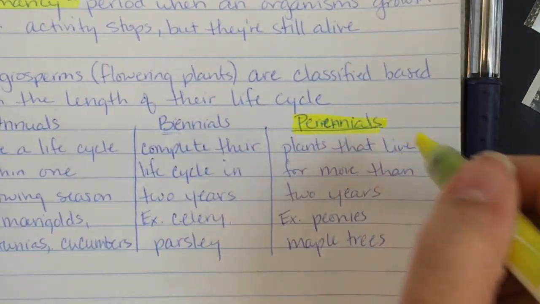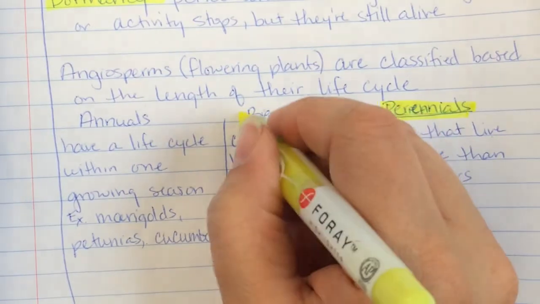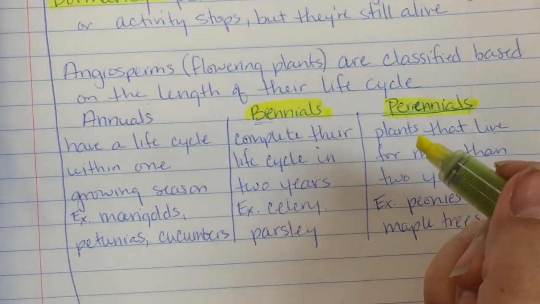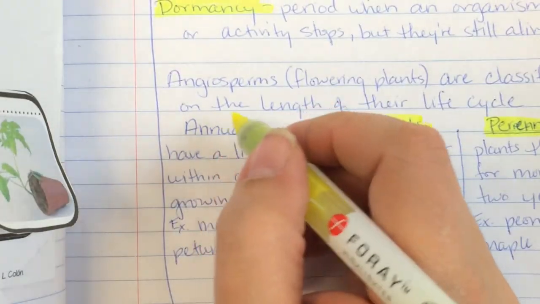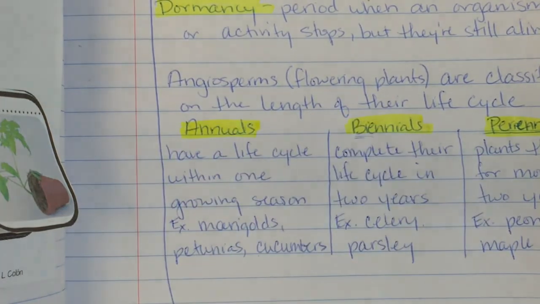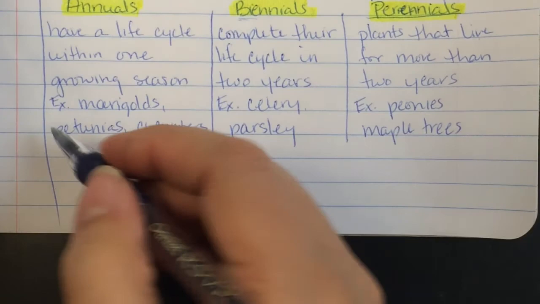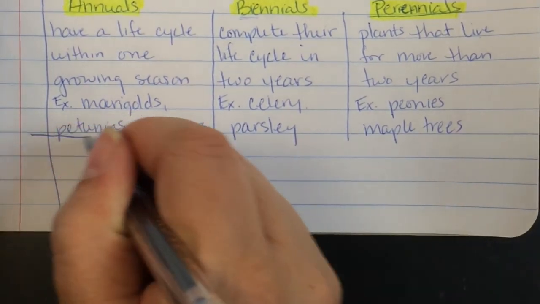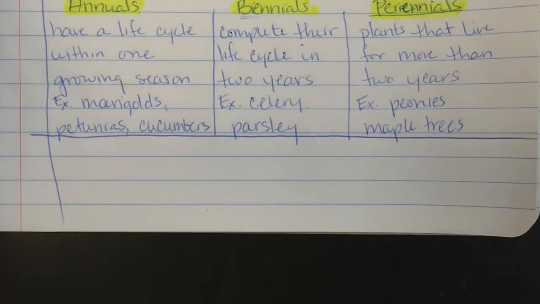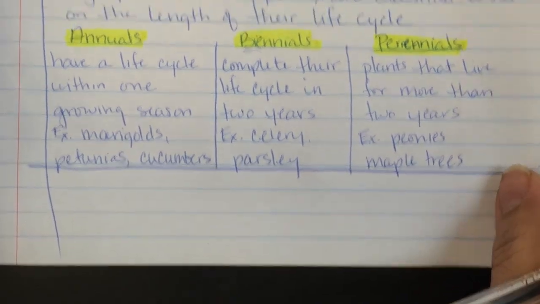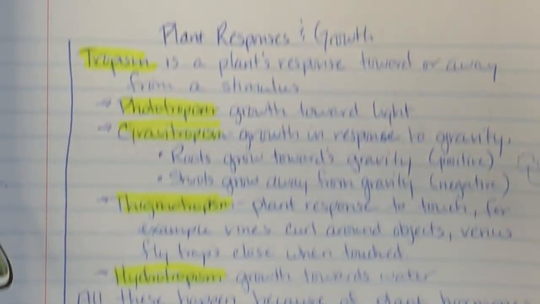Perennials, P-E-R-E-N-N-I-A-L-S. Biennials, B-I-E-N-N-I-A-L-S. And then your annuals, A-N-N-U-A-L-S. And make sure you put a little space at the bottom so you can do your summary for your Cornell notes. And that concludes plant responses and growth.